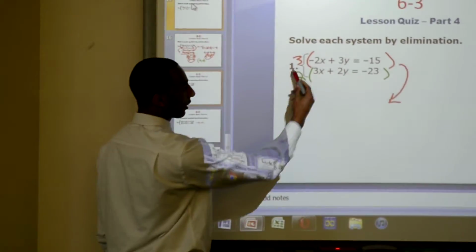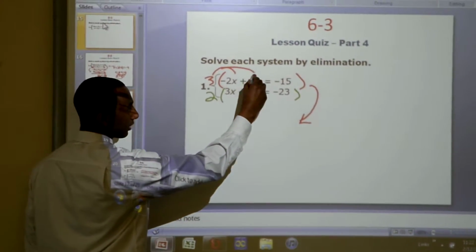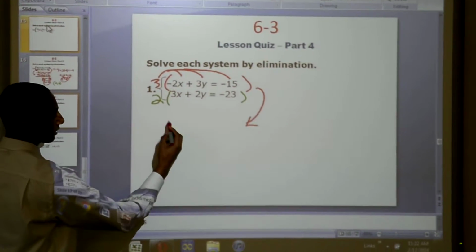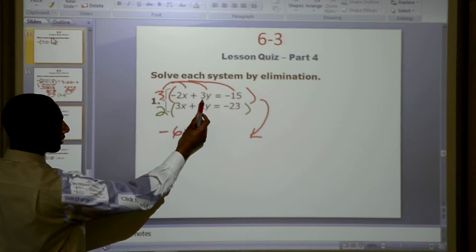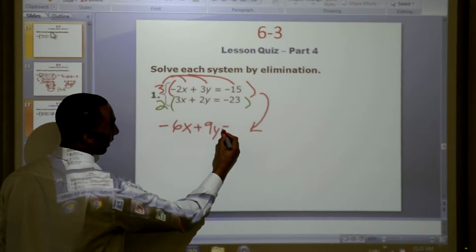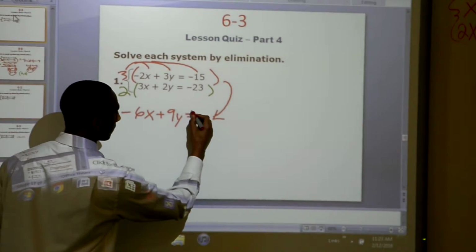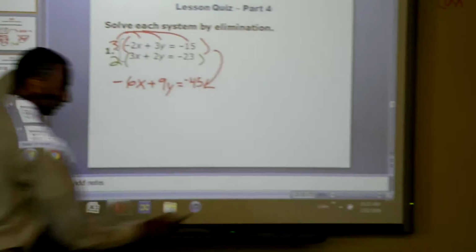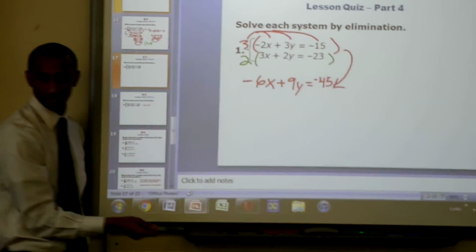Okay, so let's go ahead. What kind of property is this? Distributive. So what does that mean? We just distribute into every single term that's in there, right? So what is 3 times negative 2x? Negative 6x. Then 3 times 3y. Plus 9y, yep. And what is 3 times negative 15? Yep, negative 45. Exactly. So you have a suggestion, maybe instead of a 2, we should multiply the bottom by negative 2, right?